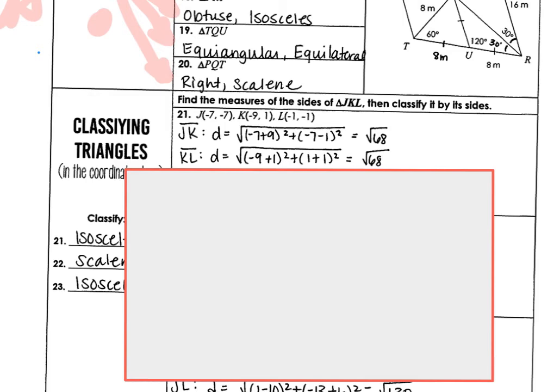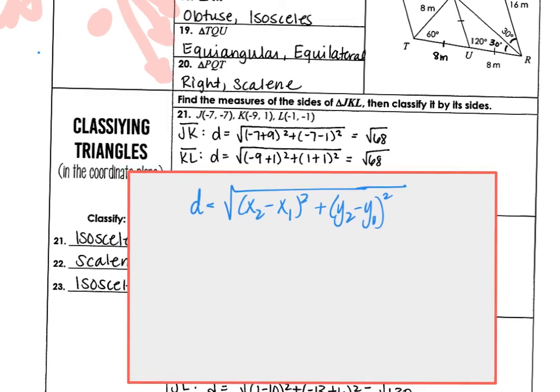Remember the distance formula? x2 minus x1 squared plus y2 minus y1 squared. Remember, it's the square root of the Pythagorean theorem. We talked about that a while back. I showed it to you. And we did JK, we did KL, and then the third side of the triangle is JL.